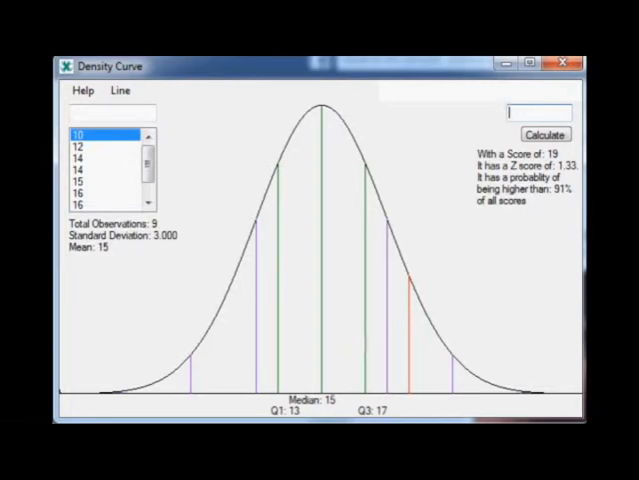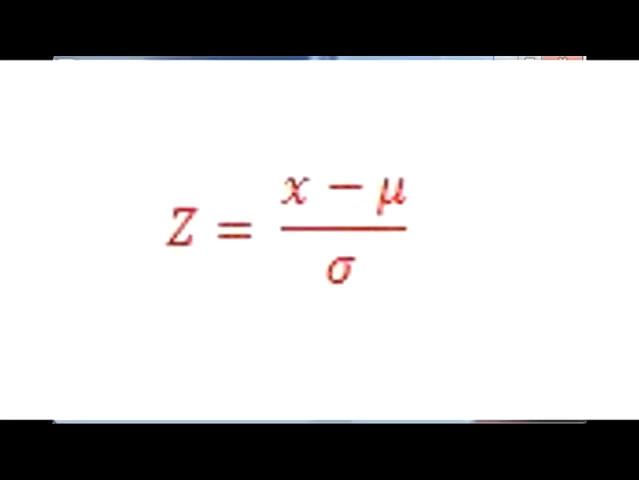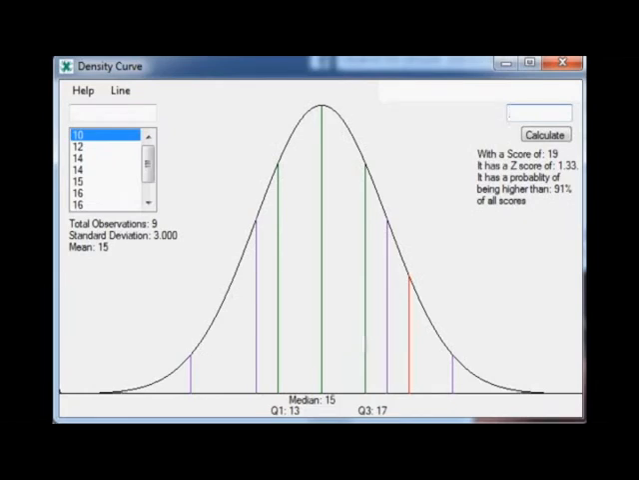I'll show you. Here is a curve I prepared earlier. It has a mean of 15 and a standard deviation of 3. Each purple line on the curve represents a whole standard deviation. So by that logic, a score of 12 or 18 would be one standard deviation away from the mean. To find a z-score, we use a formula that finds the difference from the mean and divides by the standard deviation. So a score of 19 in this particular curve has a z-score of 1.33 and is represented by the red line on the graph.